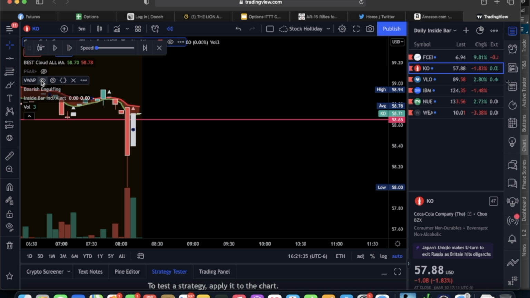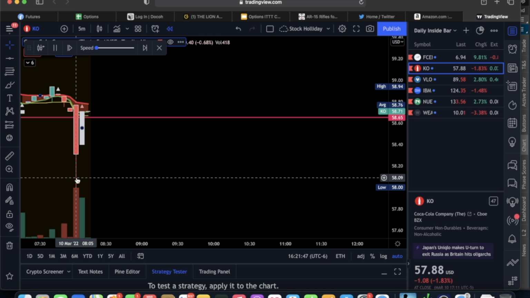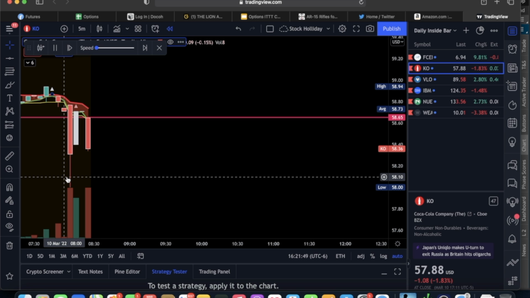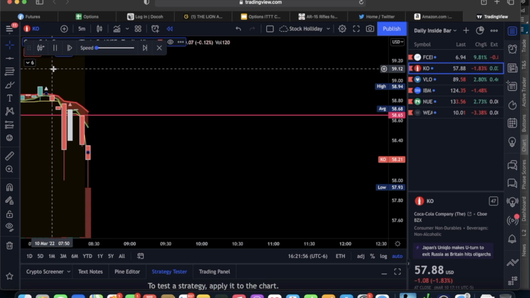I'm going to make sure that VWAP is turned on. We'll turn off the bearish engulfing. We don't need that during the intraday. And we'll turn on PSAR a little bit later, but first just want to look at these candles. And so right away, I look for strong candles at the start of a day. And so you can see this is a pretty big downtrend.